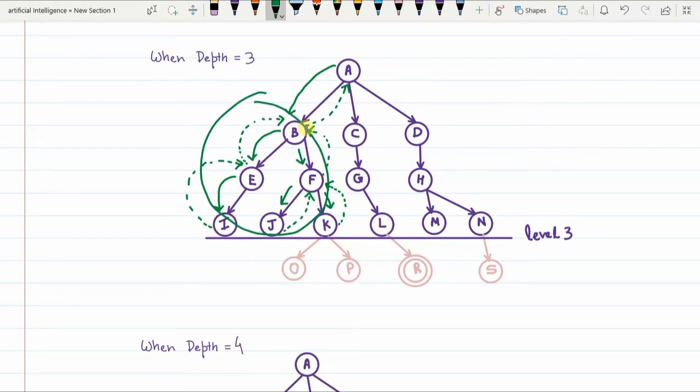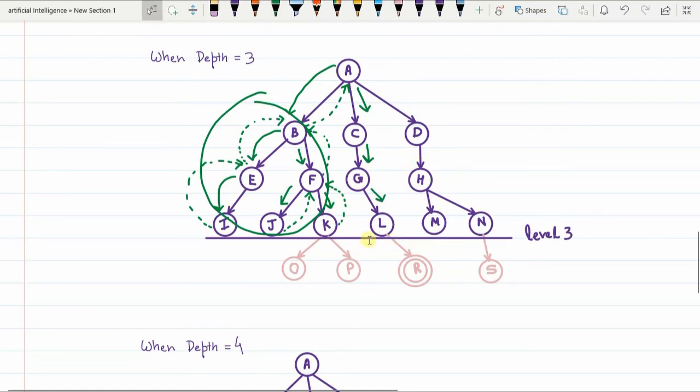Now from A, either you can choose C or you can choose D. So we choose C. Again, C is not a goal node, so C can be expanded further. So from C we go to G. We realize that G is not a goal node, G can be expanded further. So from G we go to L.